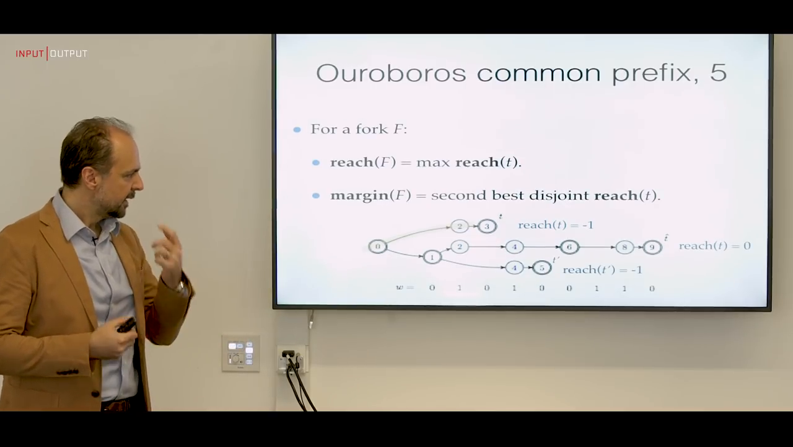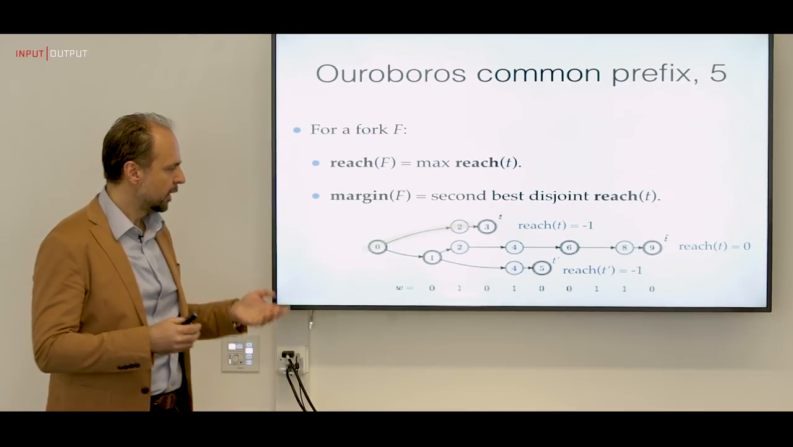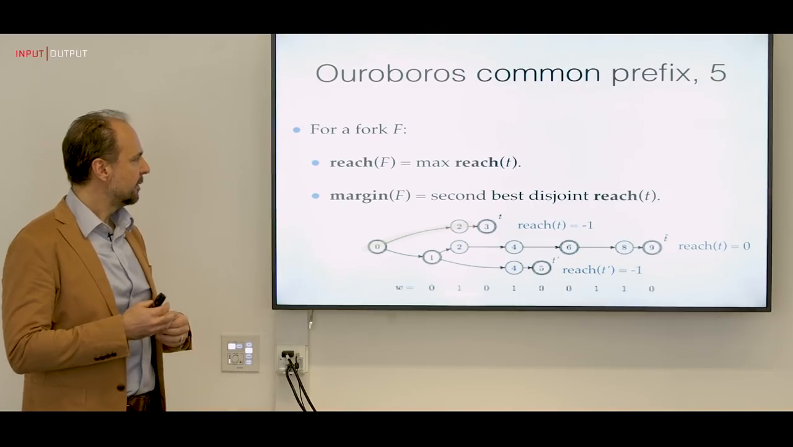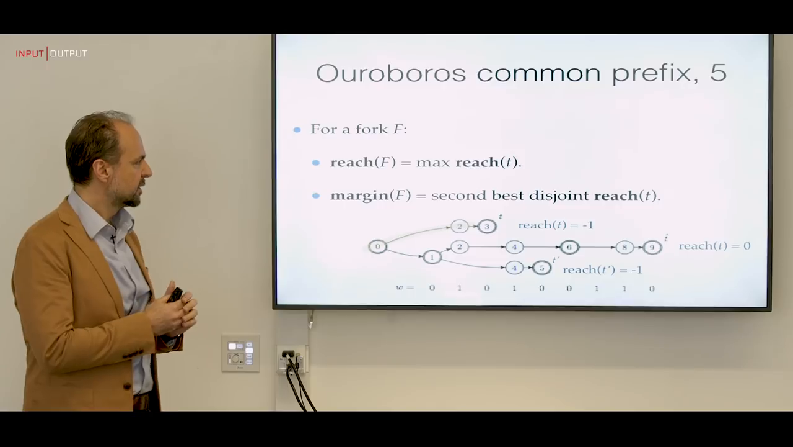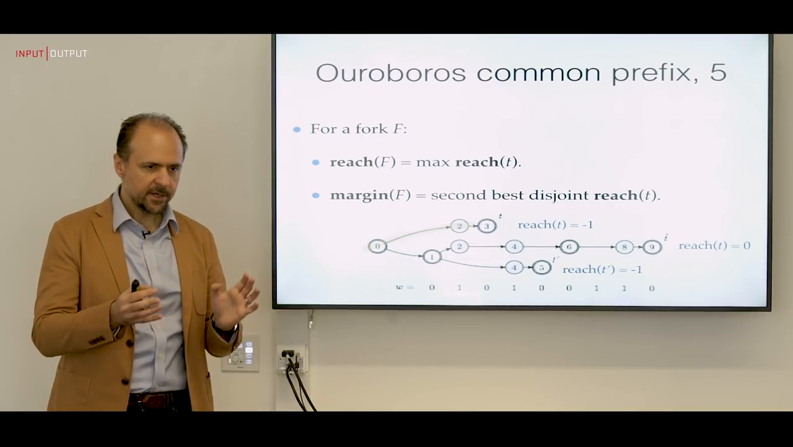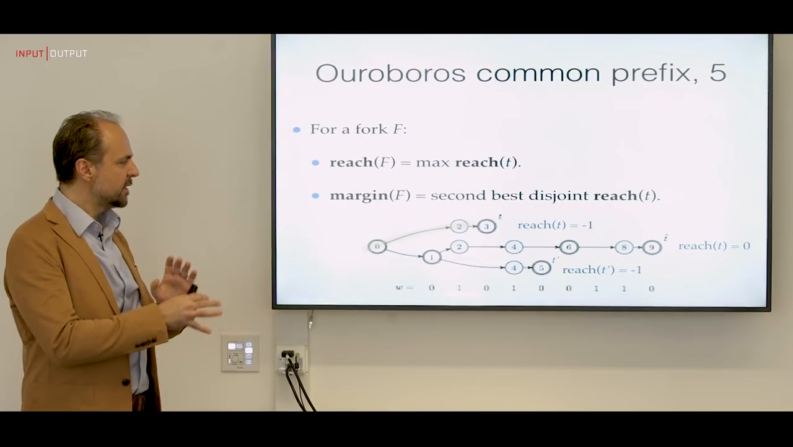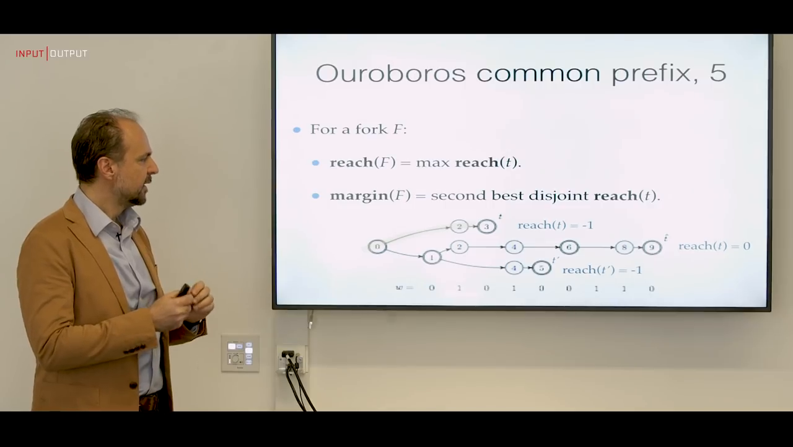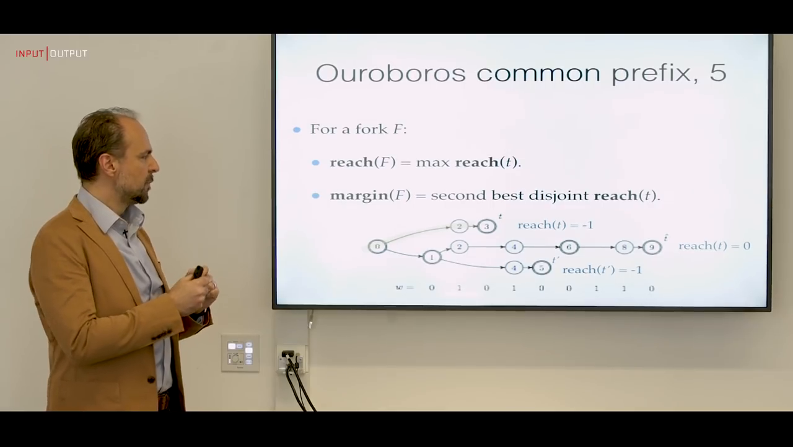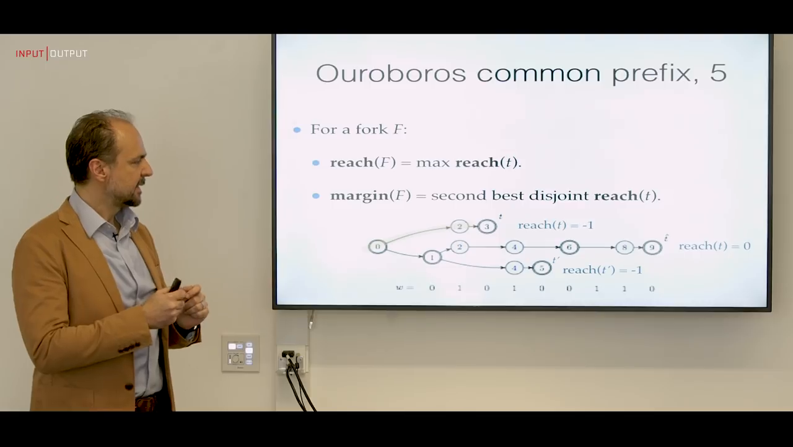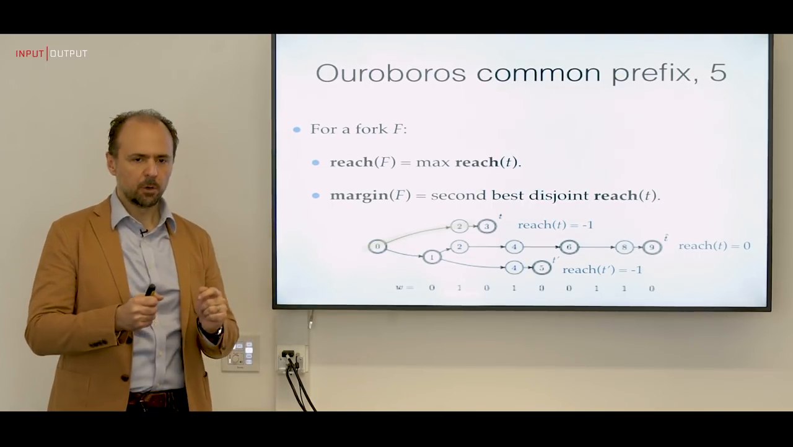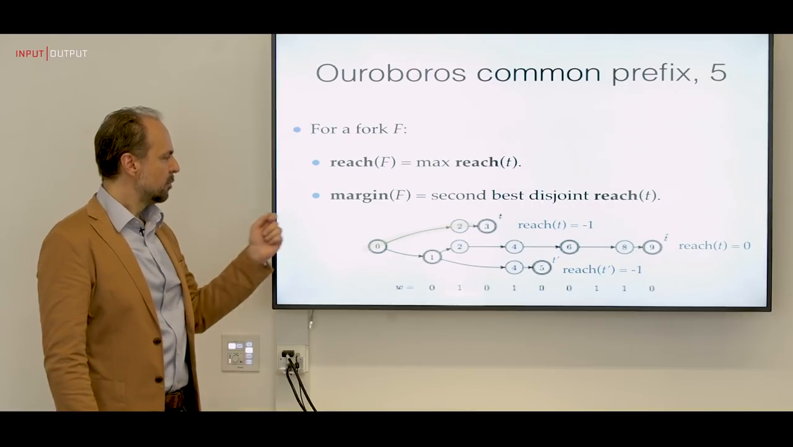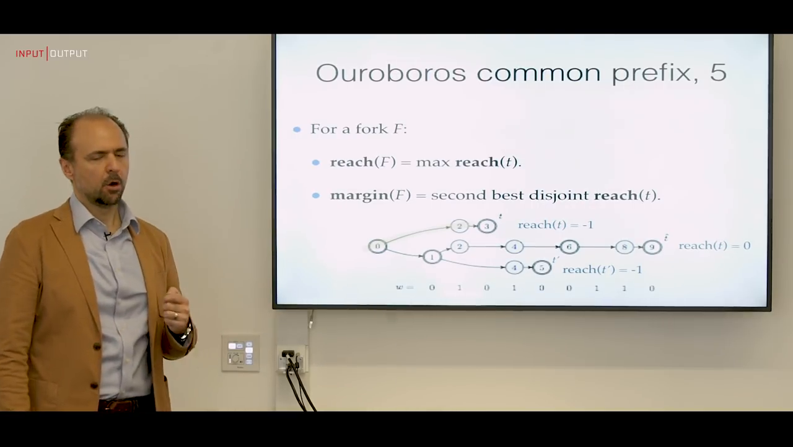A similar situation happens with the lowest branch. And then at the end, if we look at the whole execution, we look at two concepts. The first one, we call it reach, which is the maximum reach across all times. And the other, we call it margin, which basically says, what is the second best disjoint reach? What we would like is that the margin is always below zero.